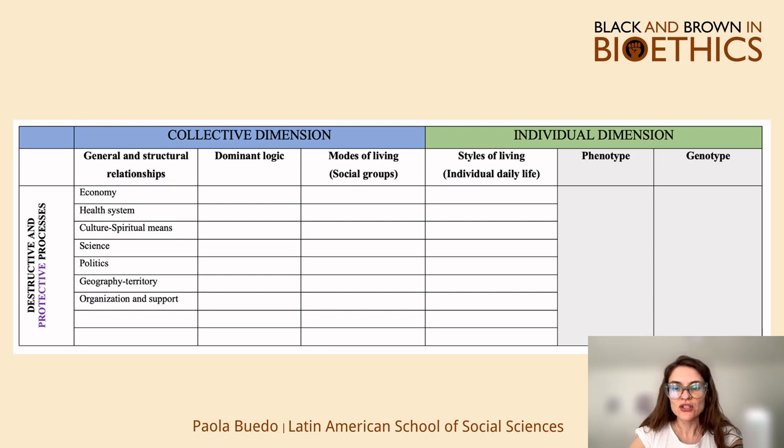The collective dimension includes general and structural relations, dominant logics, and ways of life. For example, at the intersection of ways of life and cultural or spiritual means, it could describe the cultural context in which the person lives, for example, if there are too many religious approaches or not. It could also include the characteristics of the cultural context and how it influences, for instance, health choices.